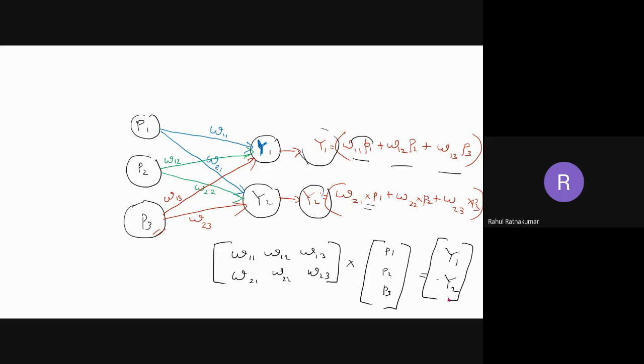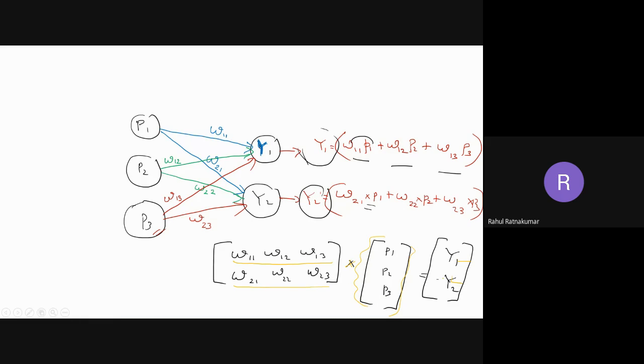Now we need to write a weight matrix. According to the weight matrix, the weights connected to neuron 1 are w11, w12, w13. The weights connected to neuron 2 are w21, w22, w23. Okay, and this is multiplied with the input matrix, or the transpose of the input. We can write either way. This is the input matrix, all the parameters are in this matrix. This is multiplied and we get the outputs y1 and y2.